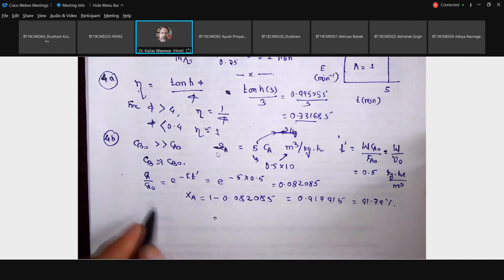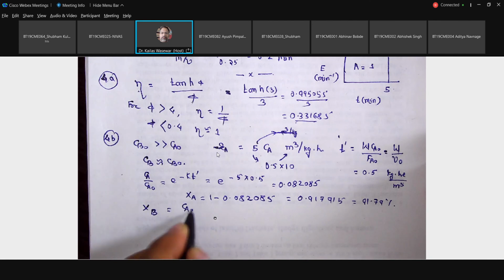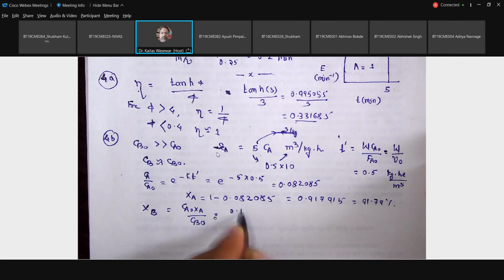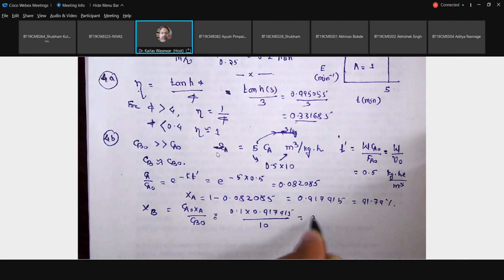Here, it was clearly mentioned in the question about the conversion of the reactant. So CA0 XA upon CB0. So 0.1 into 0.917915 divided by 10. So this is coming to be 0.009179, or you can say 0.9179%. Okay.